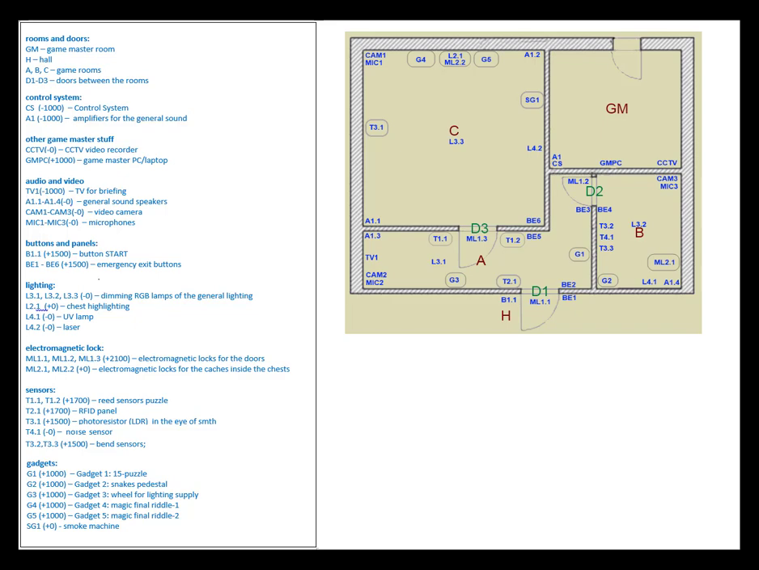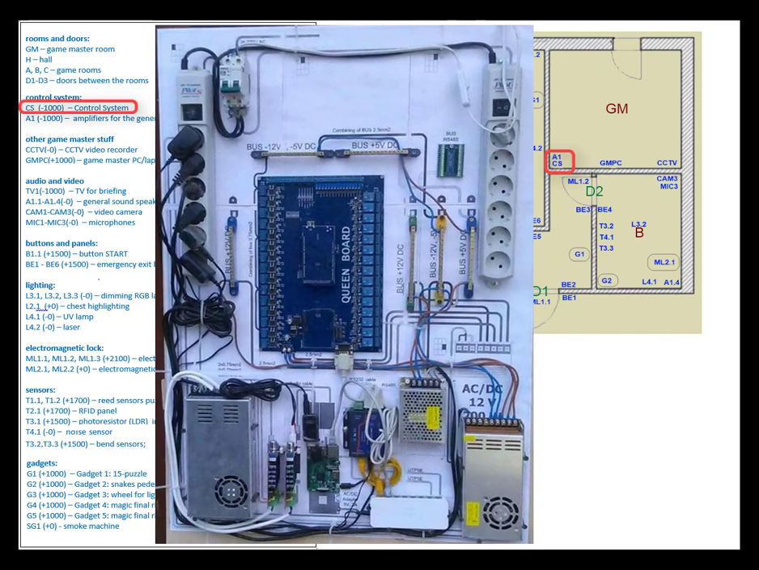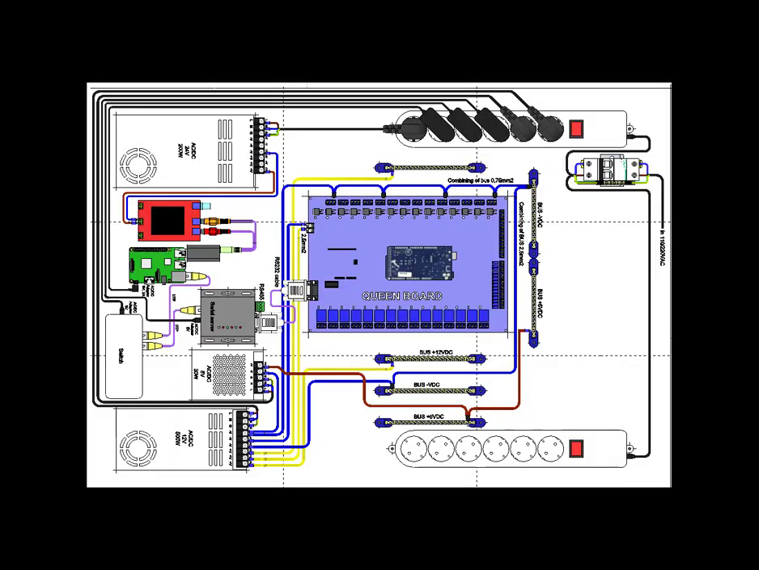Let's begin with electronics. Here you can see the main control system with built-in sound amplifier. Queen control system is the hardware complex for escape room electronics control. The main control component is a Queen board. The control system also contains a processor module, sound amplifier, power supply modules, power strips, circuit breakers, terminal bus, and so on. We have a 3D model of our control system. You can download it and view it in the SketchUp application to understand the internals in detail.